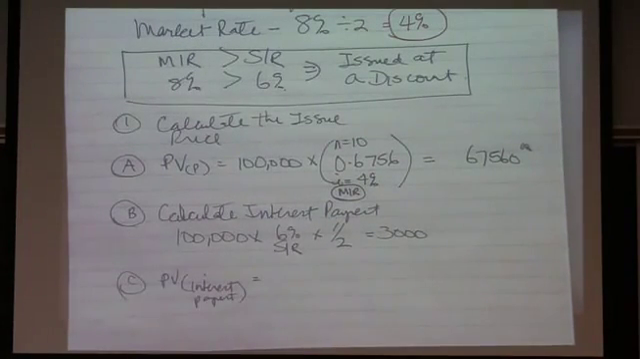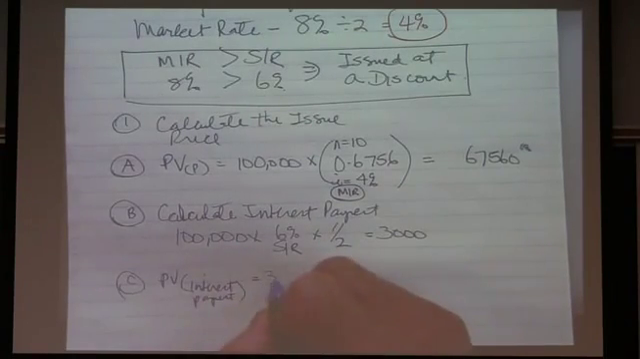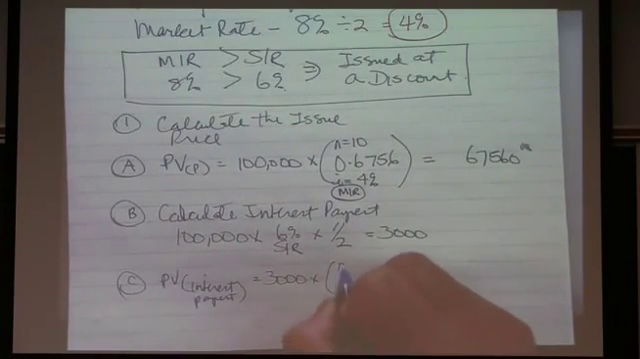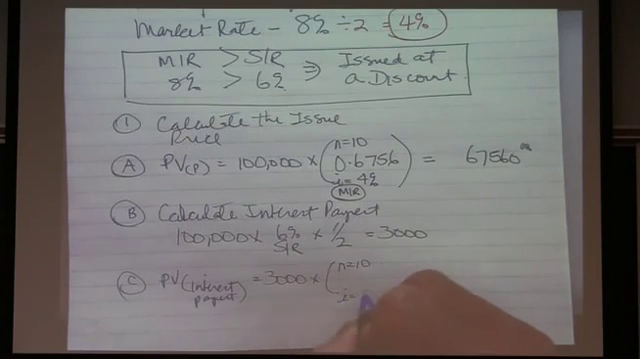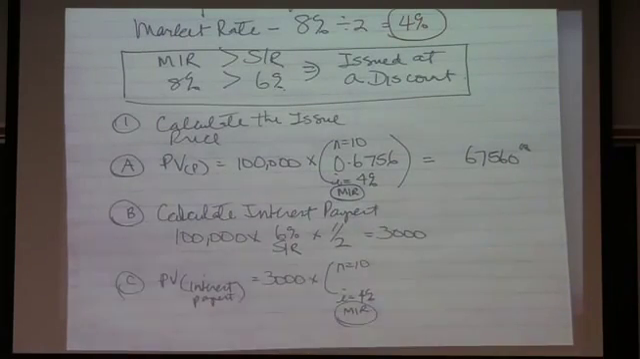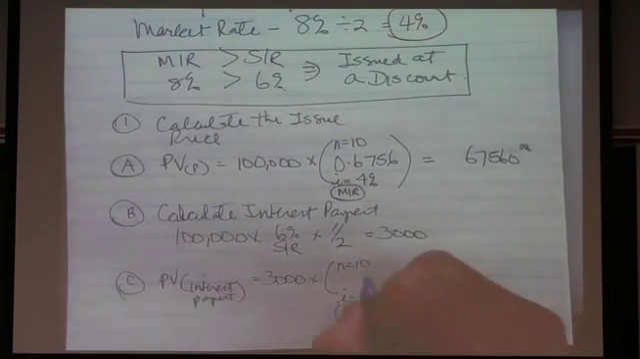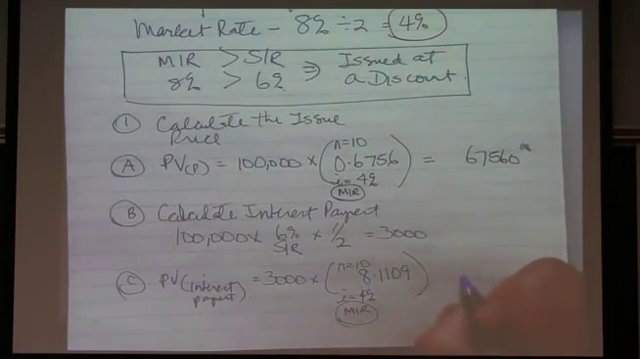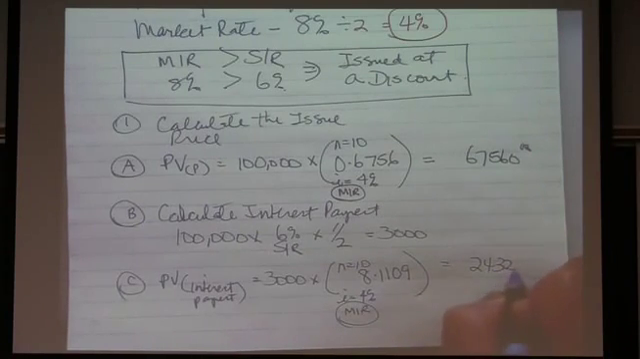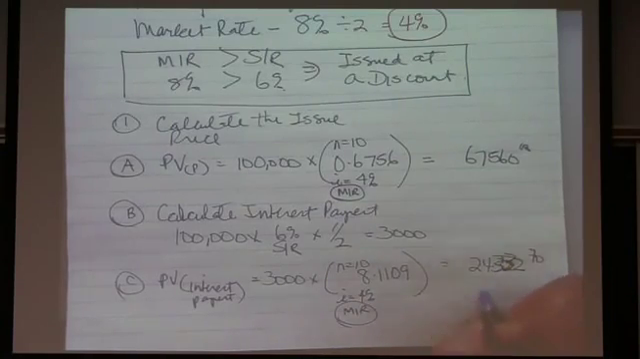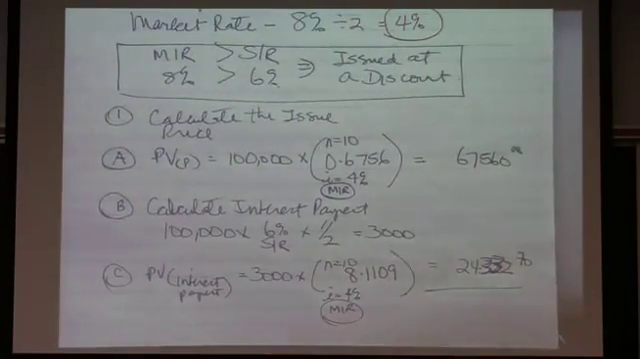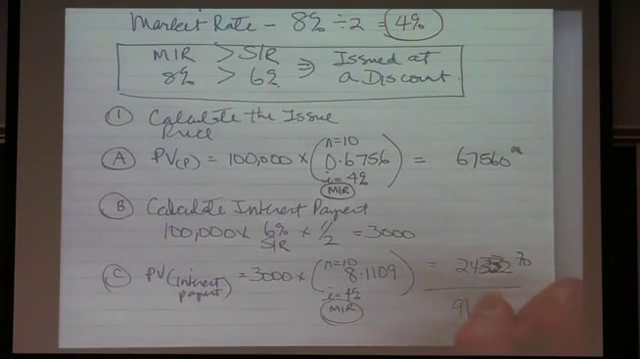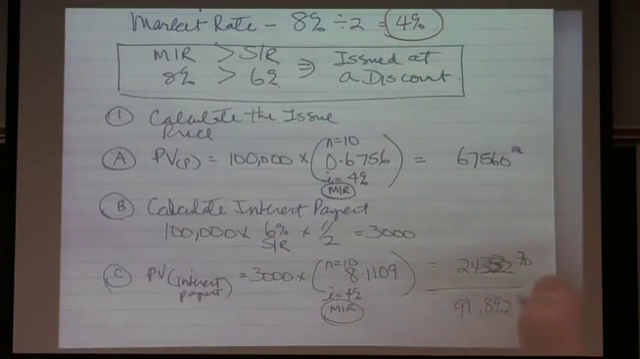So we're going to use table 2, the annuity table. It's 3,000 times n equals 10. And again, we're always using the market rate to present value. And the annuity factor is 8.1109. And that gives us 24,332.70. So the sum of these two should be the issue price, 91,892.70.